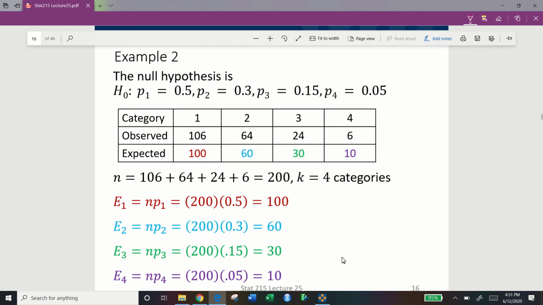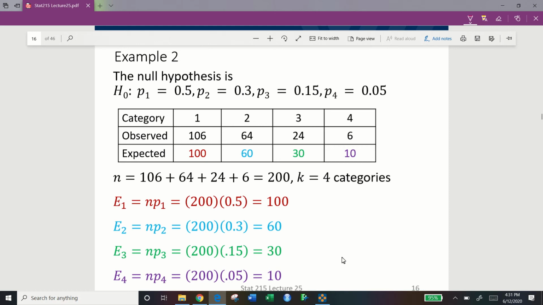In the table below, we can see that we have 4 categories, and then we have our observed and expected values. If we take a sum of all of our observed quantities, we can see that we have a sample size of 200. That is, 106 plus 64 plus 24 plus 6 equals 200. And we can see by having categories 1, 2, 3, and 4, we are obviously going to have 4 categories.